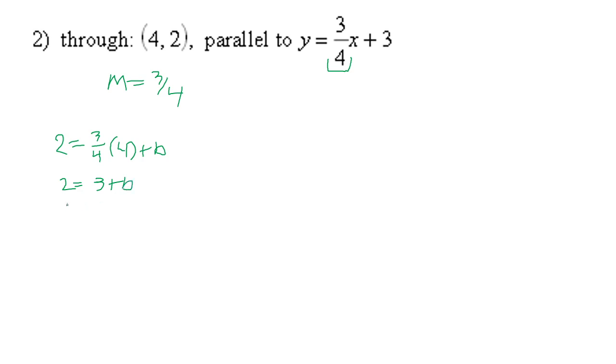Subtract 3 from both sides. b equals -1. And then rewrite our equation: y equals 3/4 x minus 1.